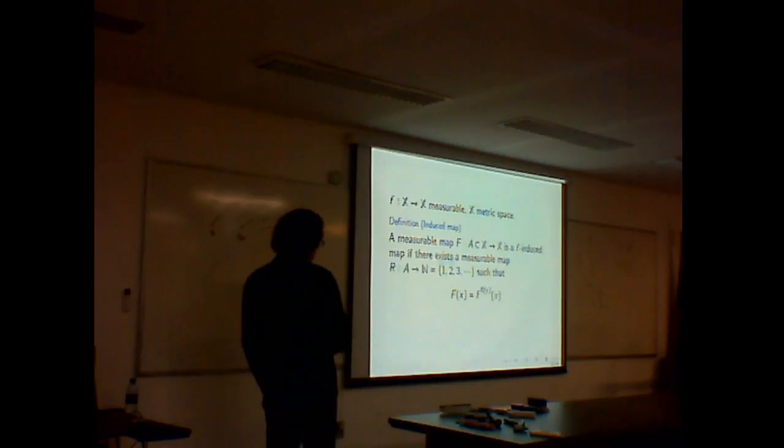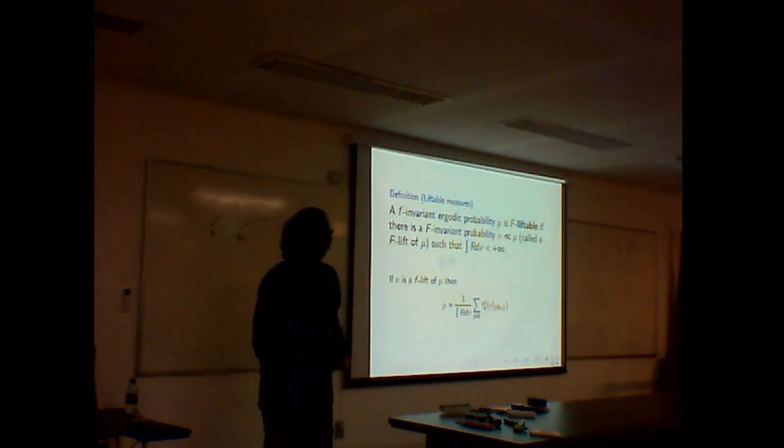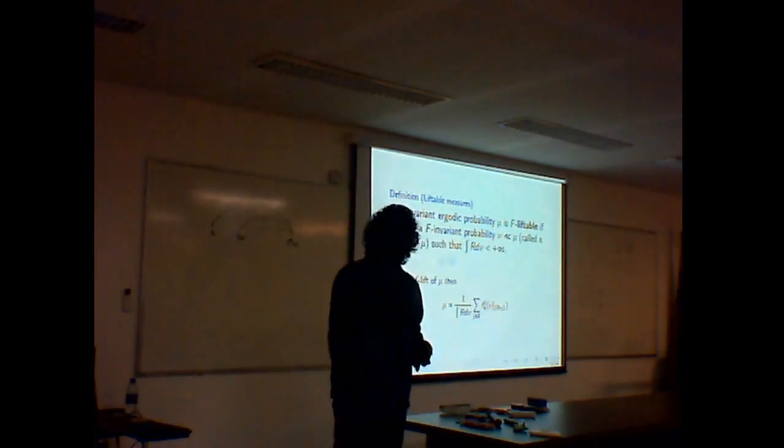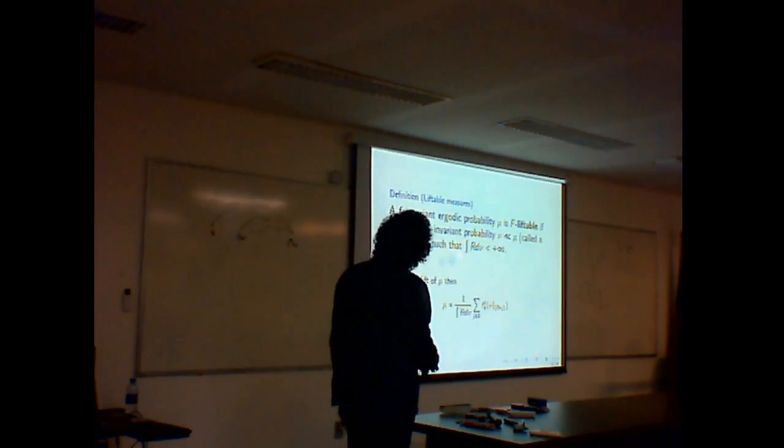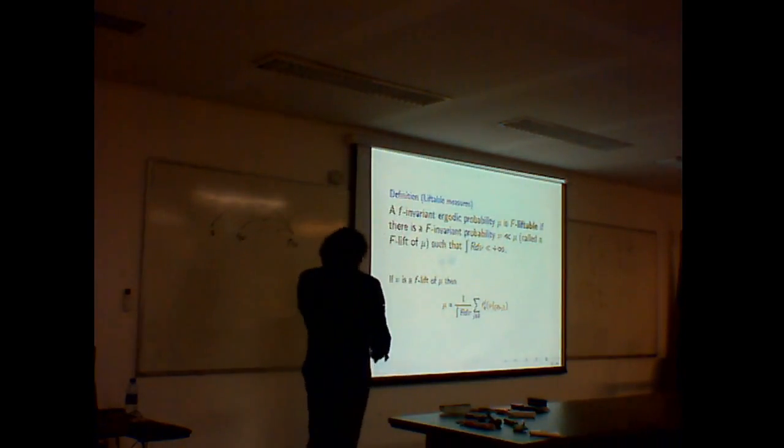Okay, so these are the definitions of an induced map. A measure, an F-invariant measure mu, for instance, is F-liftable if you can find an invariant probability, called the lift of mu, that will be capital F-invariant probability, and satisfy the condition that the induced time is integrable with respect to it. So if this occurs, you can show that you can write your original probability like that.